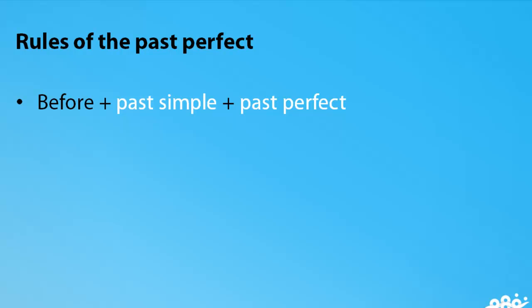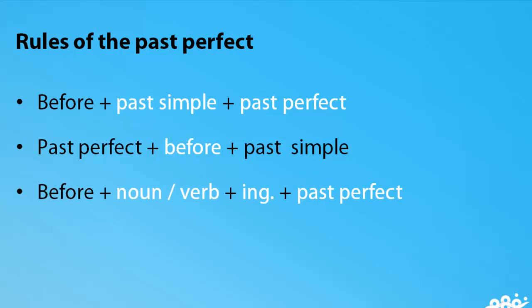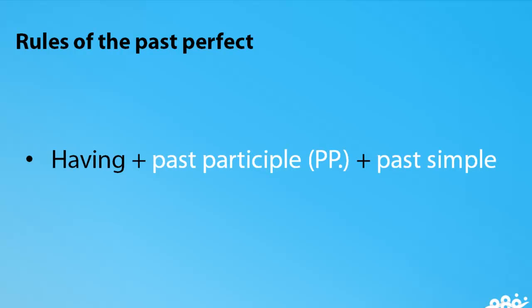Before followed by the past simple and then the past perfect. We can also start with the past perfect, then before, and then past simple. Before can be followed by a noun or a verb plus ing, and then the past perfect. Before equals by the time equals when. Having plus the past participle, then the past simple.